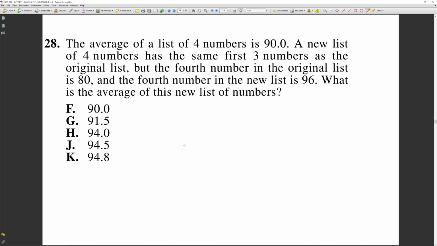What you need to do first is find the difference in the two 4th numbers. So you take 96 and you subtract out 80, and that becomes 16. And because it's the 4th number, you need to divide this by 4. So the answer here is 4. And since the average is 90, you take 90 and you add 4 to this and it becomes 94. Answer is H. In reality, this is a 10-second problem.